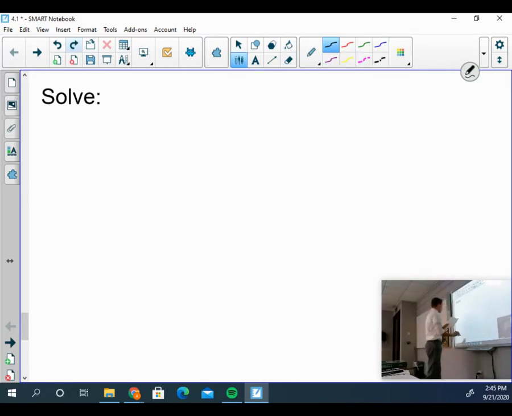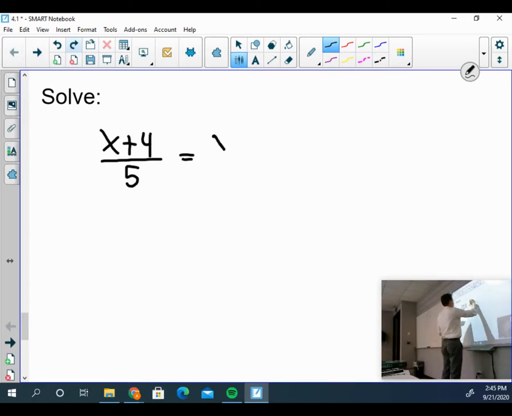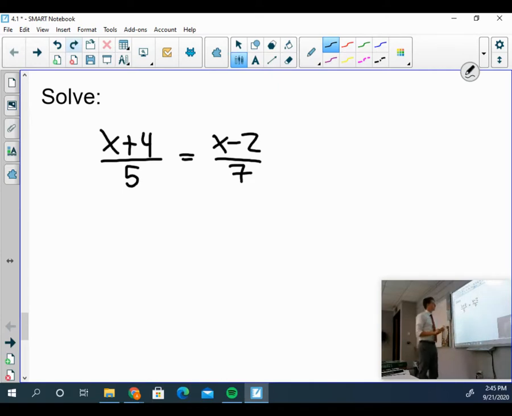Well, what if we get a little more complicated? x plus 4 over 5 equals x minus 2 over 7. This is where cross multiplication can become pretty helpful.